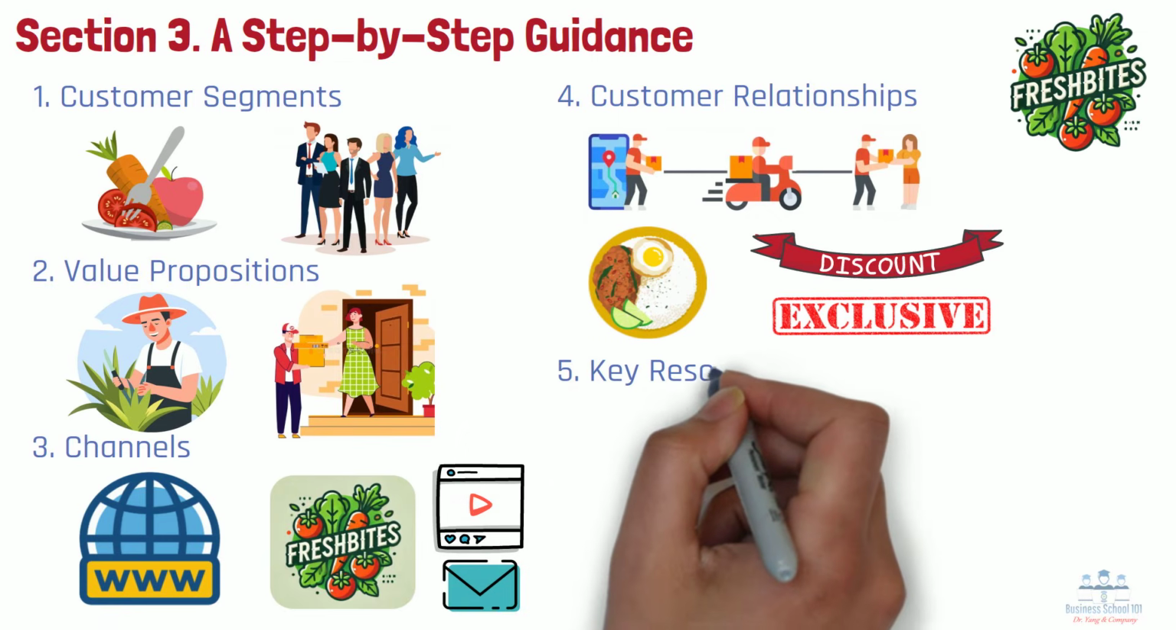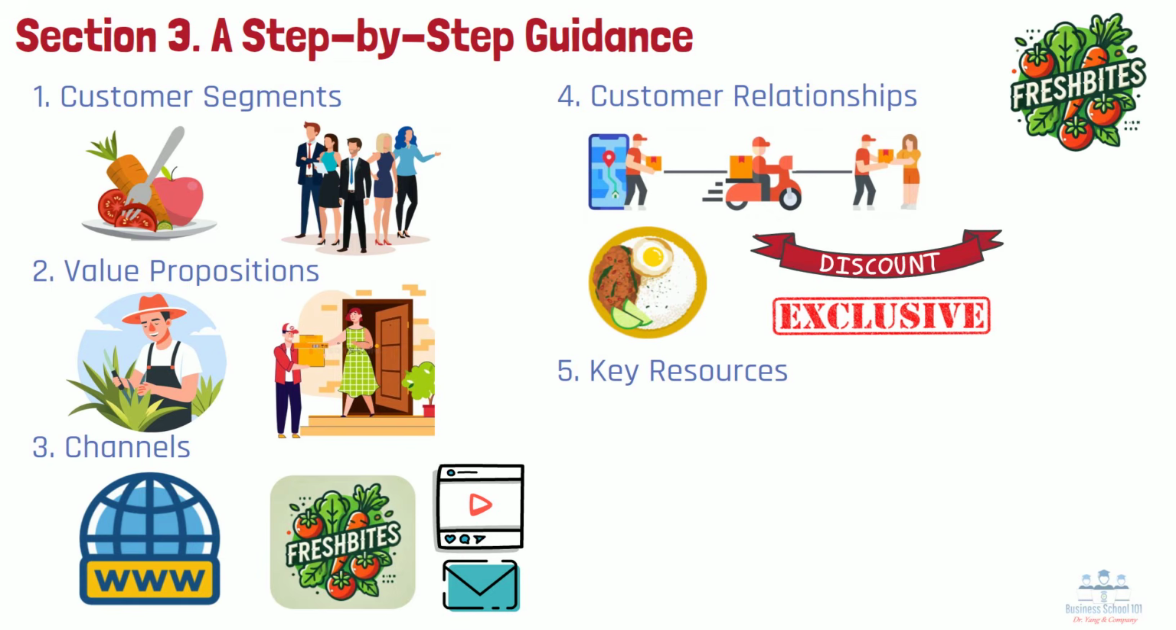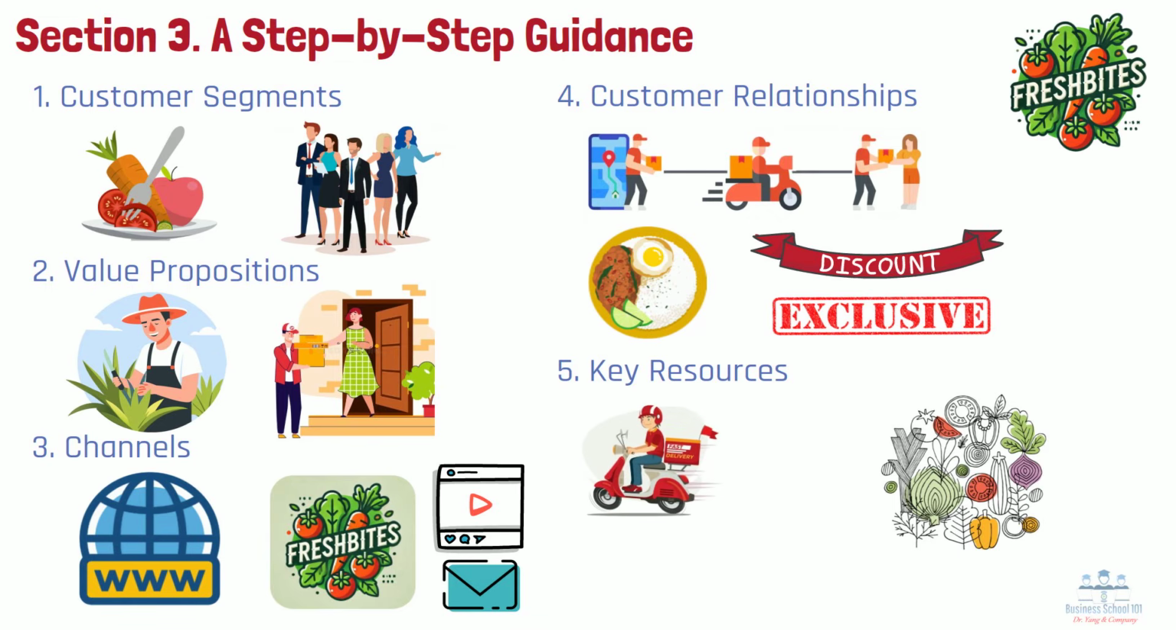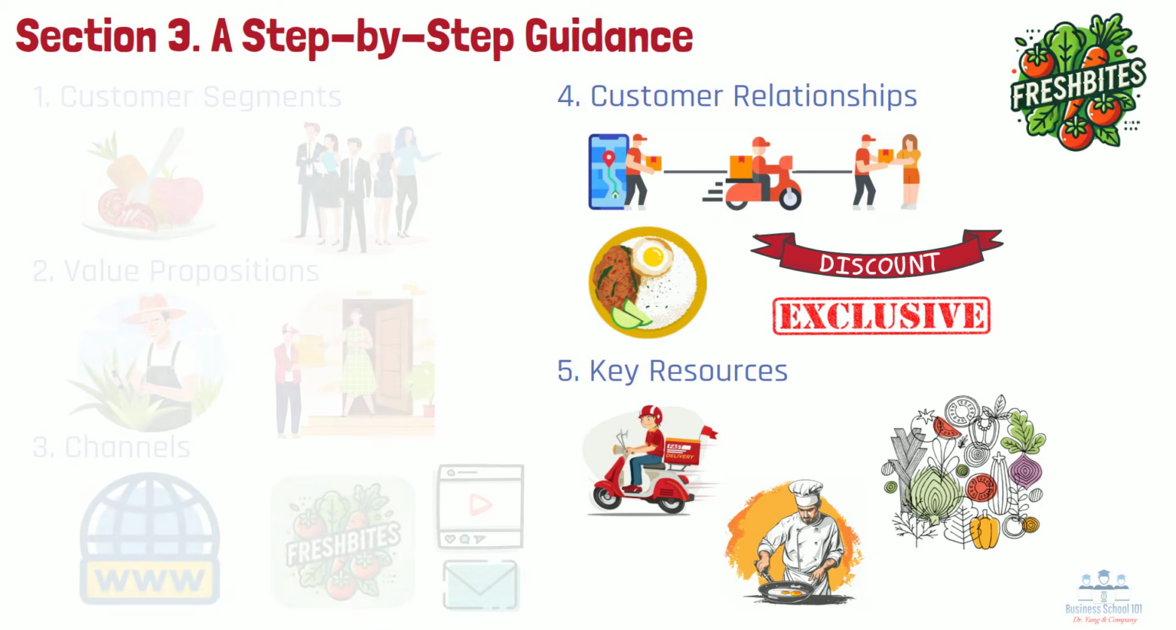Number 5. Key resources. FreshBites relies on partnerships with local farmers and eco-friendly suppliers for fresh ingredients. Its delivery fleet and technology, including the app and website, manage orders and logistics, while skilled chefs and nutritionists craft meals that meet customer preferences and dietary needs.